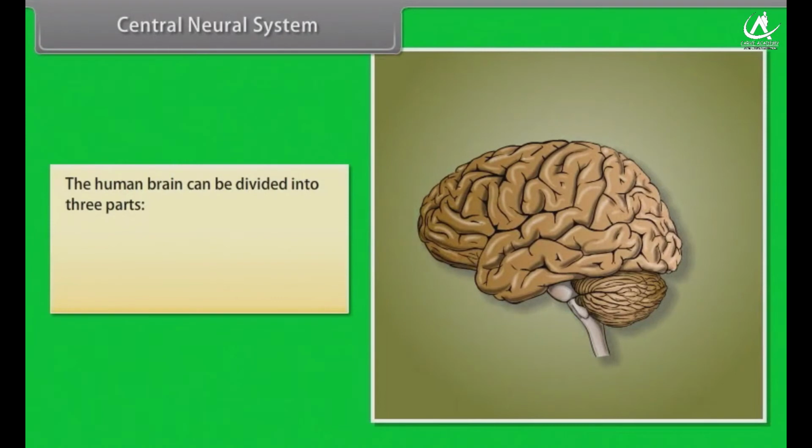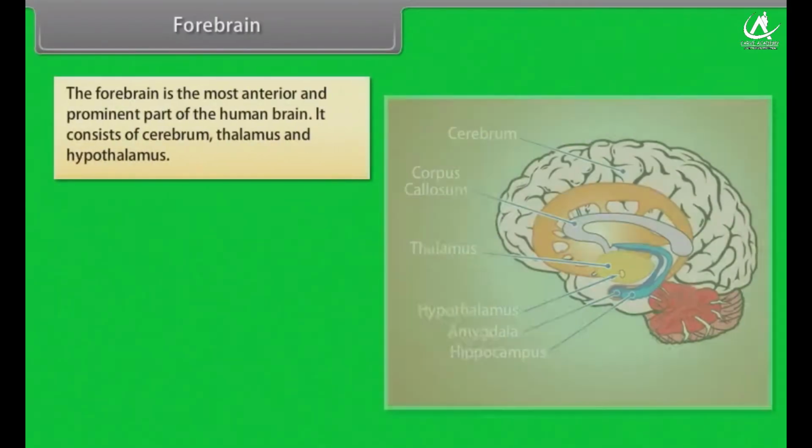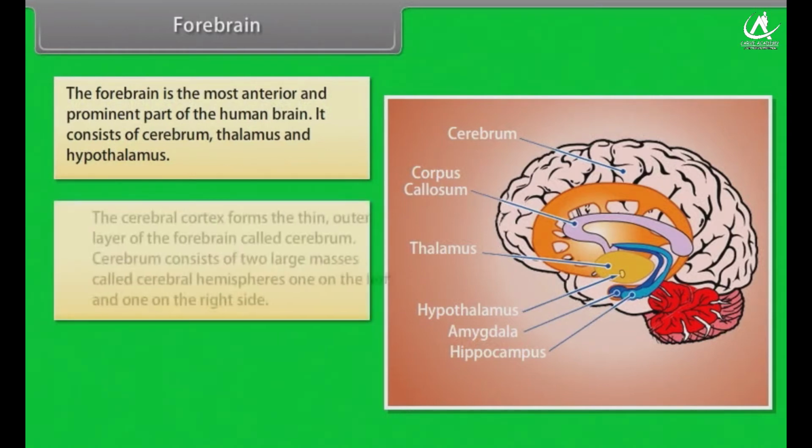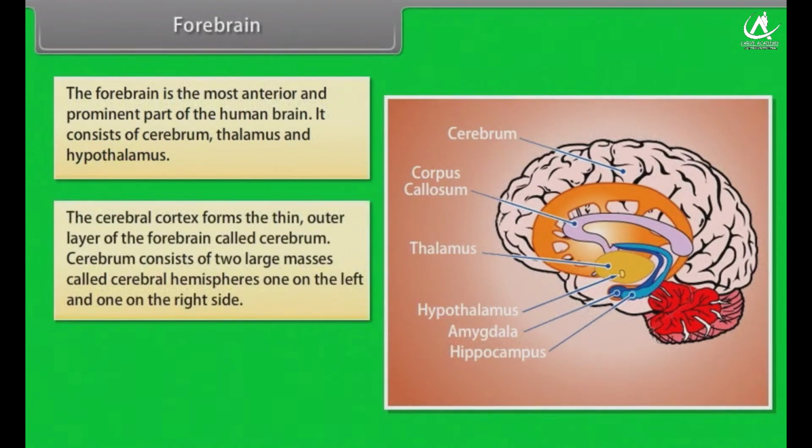The human brain can be divided into 3 parts: forebrain, midbrain and hindbrain. Forebrain. The forebrain is the most anterior and prominent part of the human brain. It consists of cerebrum, thalamus and hypothalamus. The cerebral cortex forms the thin outer layer of the forebrain called cerebrum. Cerebrum consists of 2 large masses called cerebral hemispheres, one on the left and one on the right side.